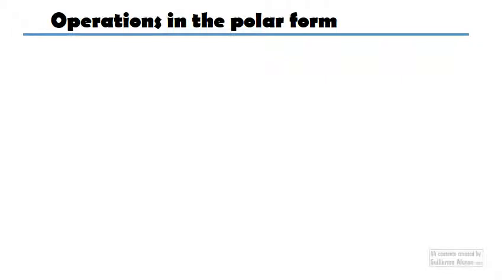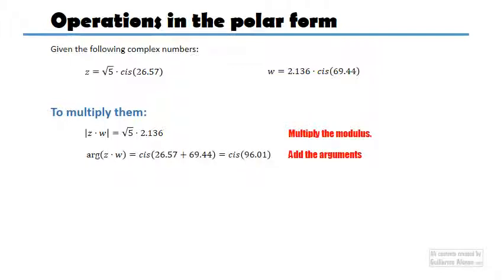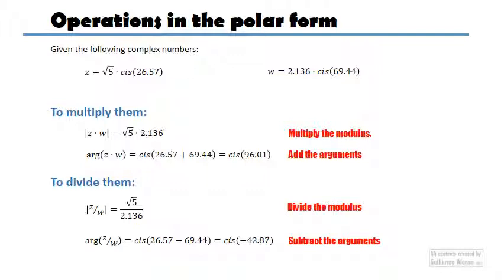When I operate in the polar form, this is how you do it. Given this complex number and given this complex number, to multiply them you're going to multiply the modulus, and the arguments you're going to add them. And that's going to give you the answer. To divide them, you divide the modulus and subtract the arguments.